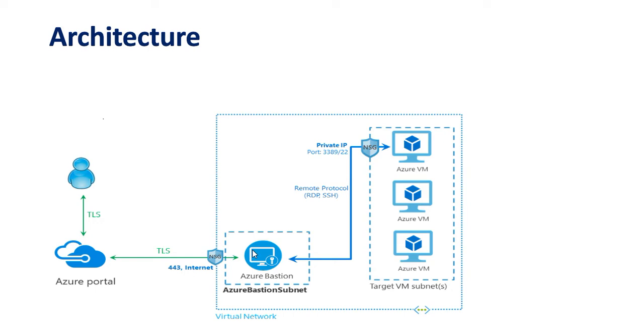As I told you, we don't require any public IP address for the virtual machines. There we don't need any public IP address. But for Azure Bastion, we need to create one public IP address. Only then can we connect over the internet. That's how the end user connects to their VM with the help of Azure Bastion service.